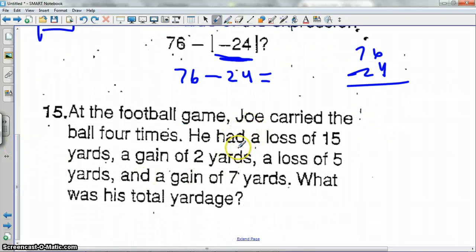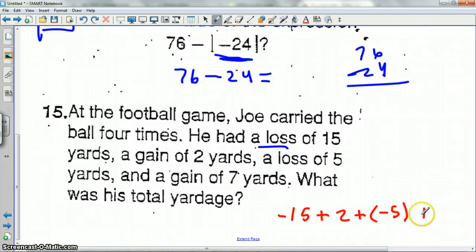And number 15, at the football game, Joe carried the ball 4 times. He had a loss of 15, so let's go and get that integer. Since it's a loss of 15, switch colors so it stands out. Let's see, we put negative 15. A gain of 2, so that would be positive 2. A loss of 5, so plus negative 5. And a gain of 7, so plus 7. What was his total yardage?